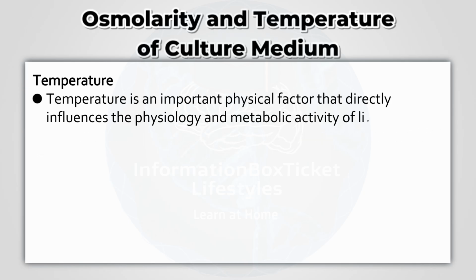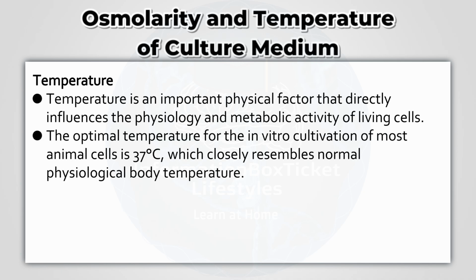Temperature. Temperature is an important physical factor that directly influences the physiology and metabolic activity of living cells. The optimal temperature for the in vitro cultivation of most animal cells is 37 degrees Celsius, which closely resembles normal physiological body temperature.